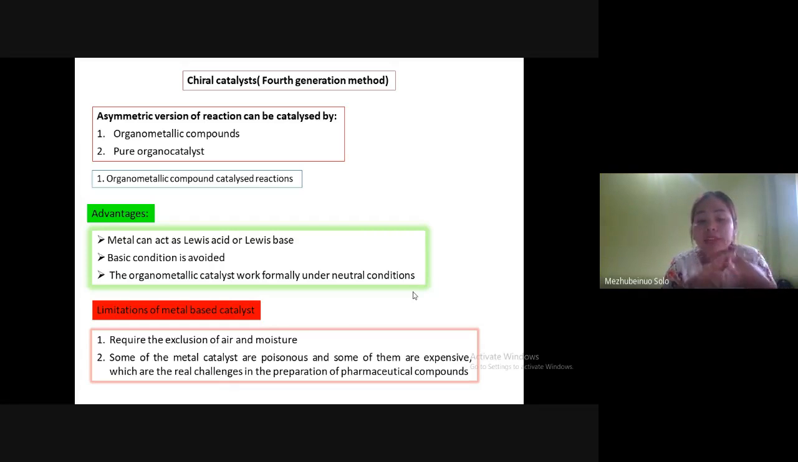And some of the metal catalysts are poisonous, and some of them are expensive. So these are the real challenges in the preparation of the pharmaceutical compounds. So now we have the most favorable method, that is the use of organocatalyst as a chiral catalyst.